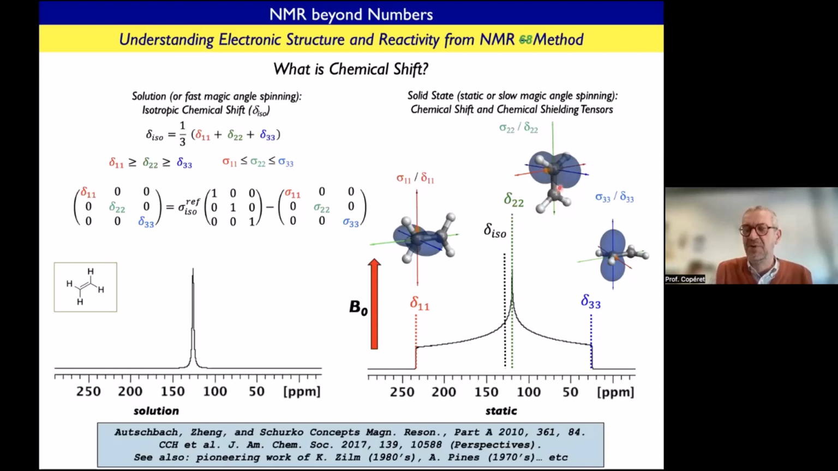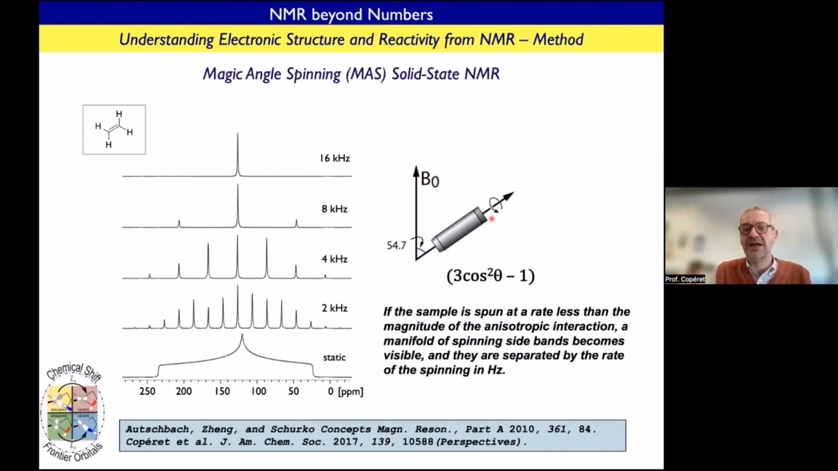We spin the sample very fast around the magic angle, this famous angle which corresponds to 3 cosine squared theta minus 1 equals 0, so 54.7 degrees. And when you spin your sample fast enough, which means at a spinning rate which is larger than the anisotropy, you will get this isotropic chemical shift like in solution.